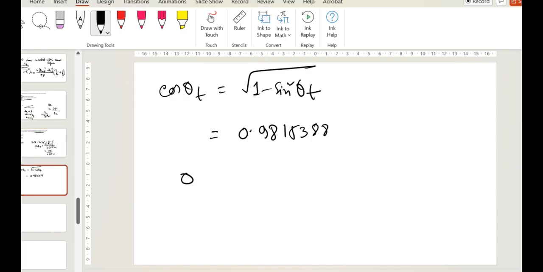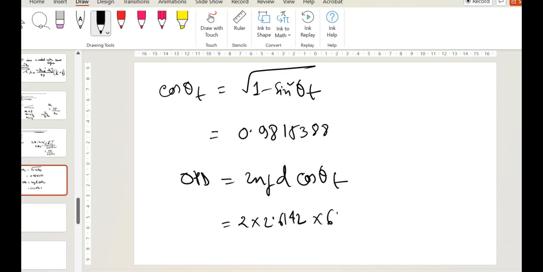We know the optical path length is 2 nf d cos theta t, which is 2 into 2.6142 into 60 nanometer into 0.9815388. So the answer would be 307.9 nanometer.